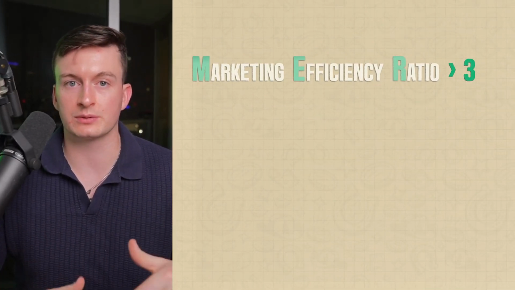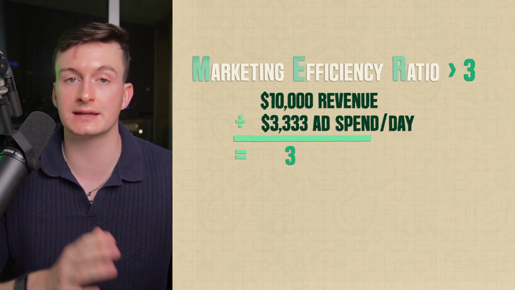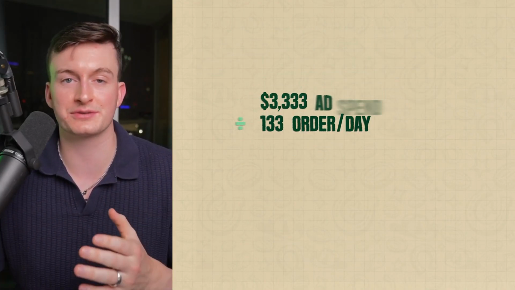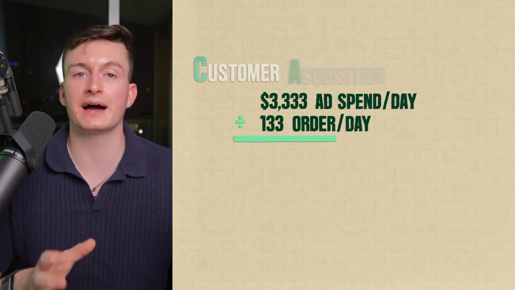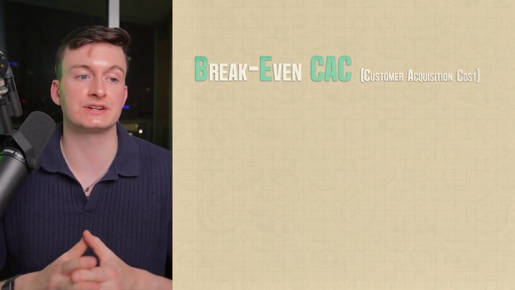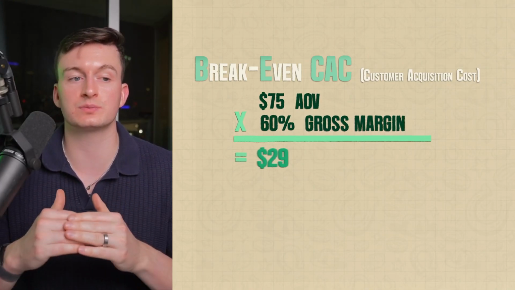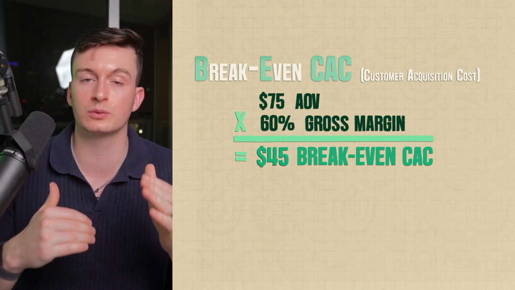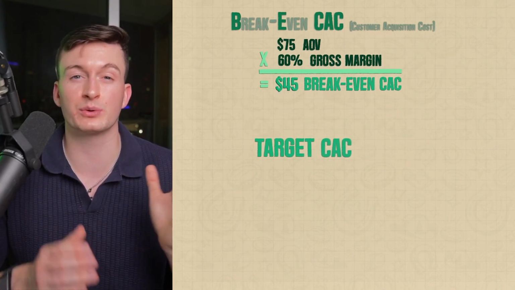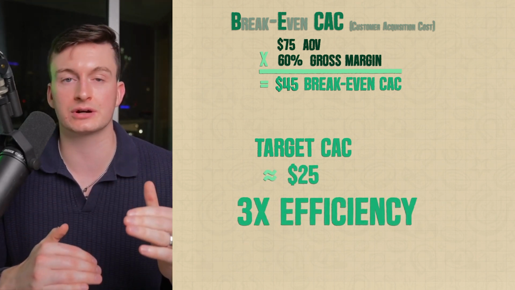If we work backwards and say we want to do $10,000 of revenue, that means we have to spend $3,333 a day in ad spend. And what that means is that if we get 133 orders with $3,333 a day in ad spend, then the implied customer acquisition cost is about $25. It's important to know what your break-even CAC is. Let's say your gross margin on your $75 order is 60%, then we have about $45 until we are losing with our marketing. So in this scenario, our break-even CAC is $45, but we really want to be closer to $25 acquisition cost so we can be in that nice efficient 3x return on our marketing efforts.